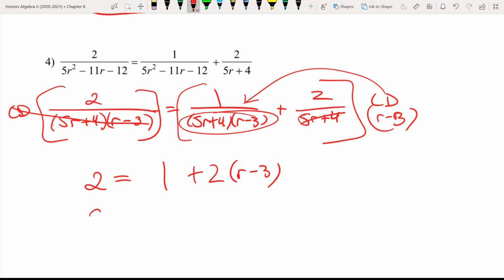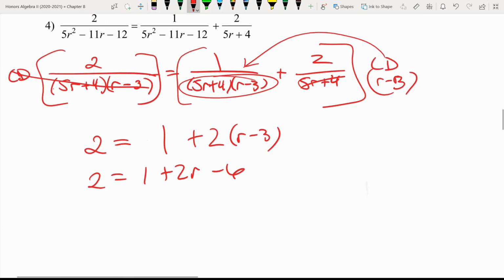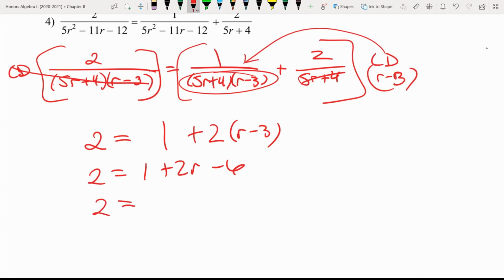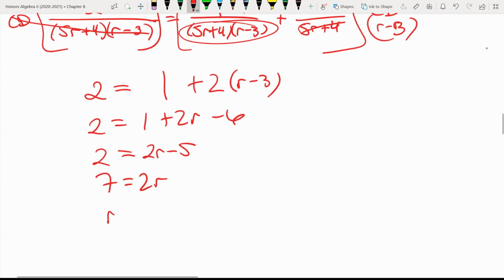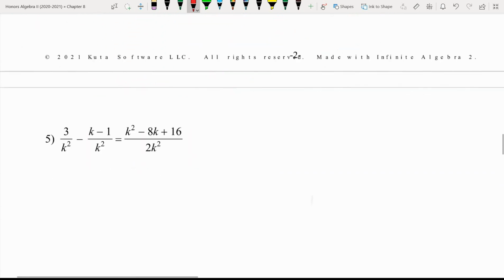So the rest of it is simplifying. 2 equals 1 plus 2r minus 6. So that's 2 equals 2r minus 5. Bring that to the other side, and that's 7 equals 2r. So r is just equal to 7/2. All right, other problems here.